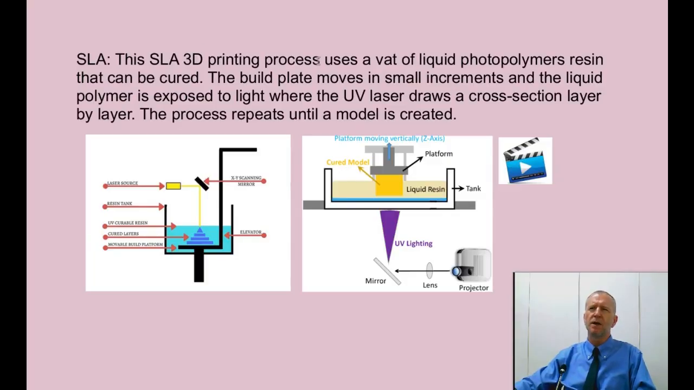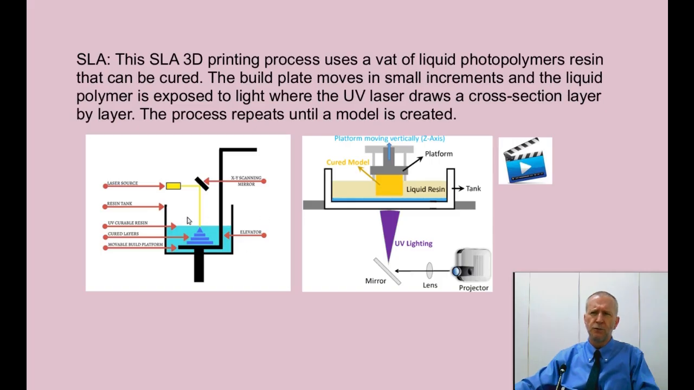SLA 3D printing process, that's the one I said that's original. We've seen it, we just watched it. It was the liquid plastic that we use the laser to harden, to make it hard, in the shape that we need, layer by layer. We have liquid resin. We have to have a container or some kind of a tank or box to hold the liquid.